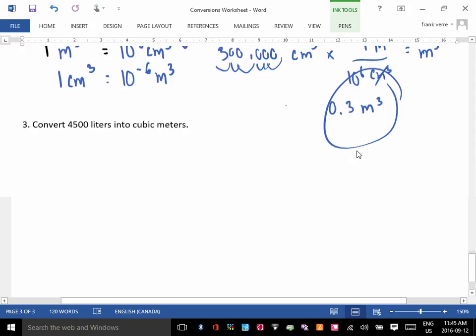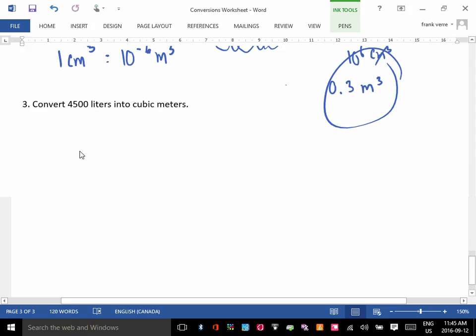The last one is convert 450 liters into cubic meters. Sorry, I was just seeing if you were paying attention. Okay, 4,500 liters into cubic meters.